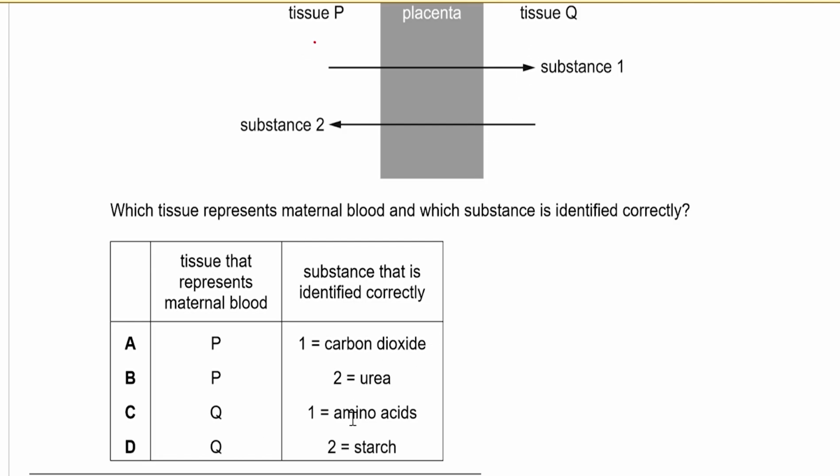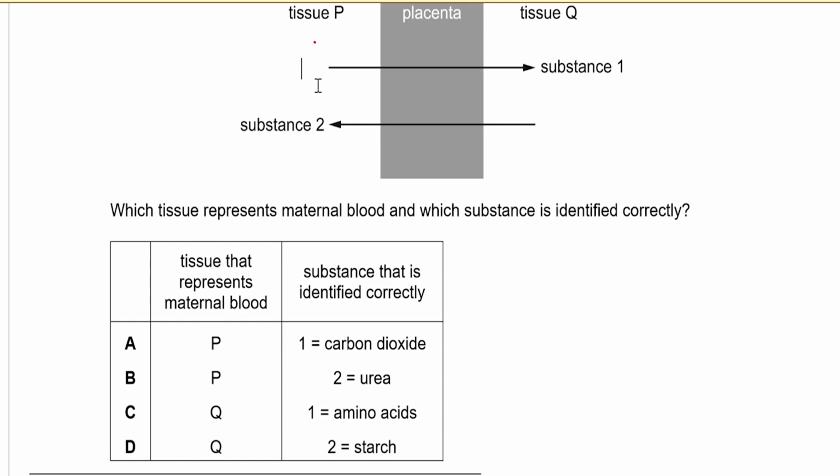But then again in tissue Q we have substance 1 getting in, amino acid, could be correct. Amino acid comes from the maternal blood into the fetal blood, and then tissue Q again, starch. Now our question wants us to determine maternal blood and what we will find in the maternal blood. So the maternal blood is this side, and it will have some unwanted substances or waste from the fetus. One of the wastes we can get from the fetus is usually urea.